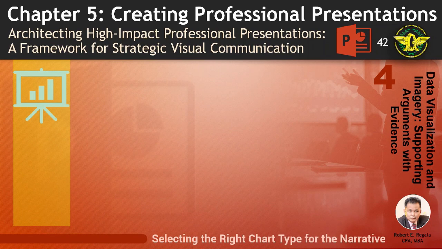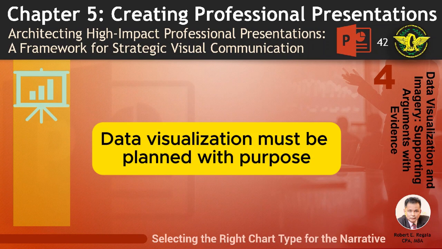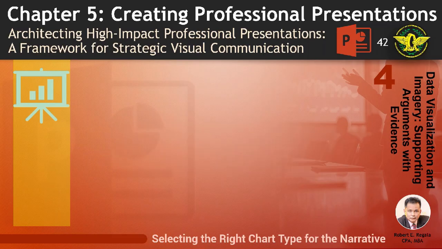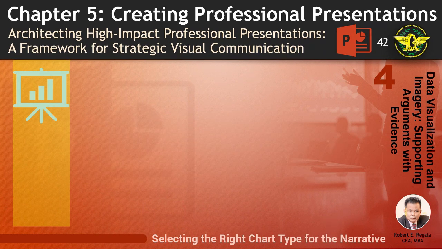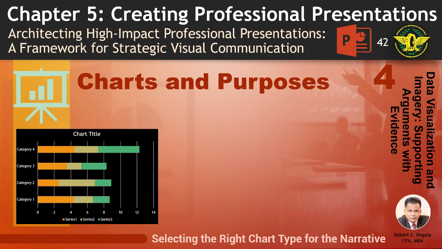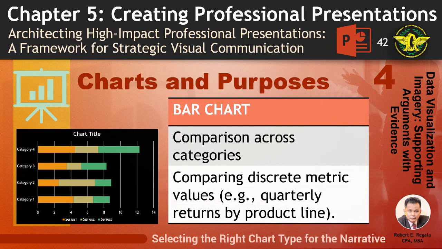Selecting the right chart type for the narrative. Data visualization must be planned with purpose, aligning the chosen format with the specific goal and target audience. The misuse of a chart type can fundamentally distort the narrative or obscure the intended comparison. The bar chart. The bar chart is used to compare data across categories and is best used when comparing discrete metric values, for example, quarterly returns by product line. It is highly effective for comparison, but requires consistent formatting.